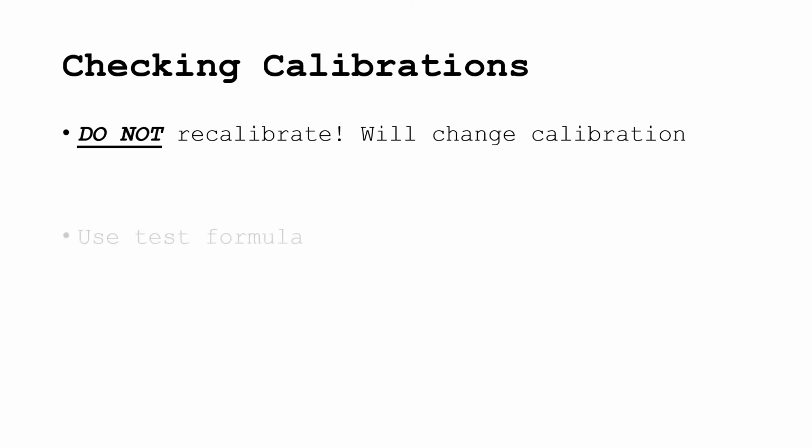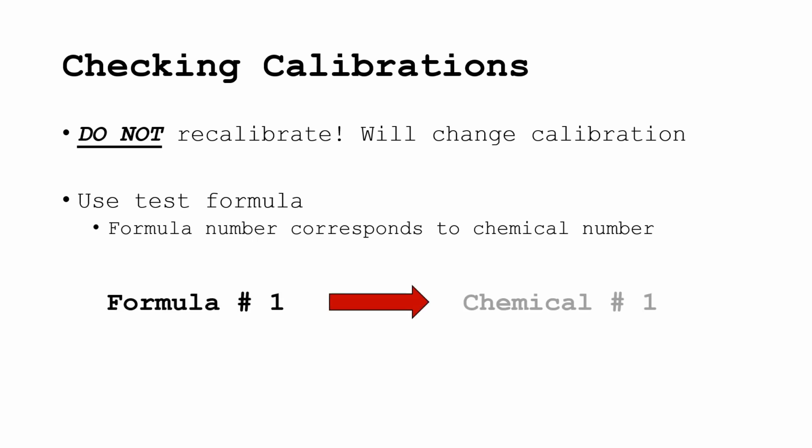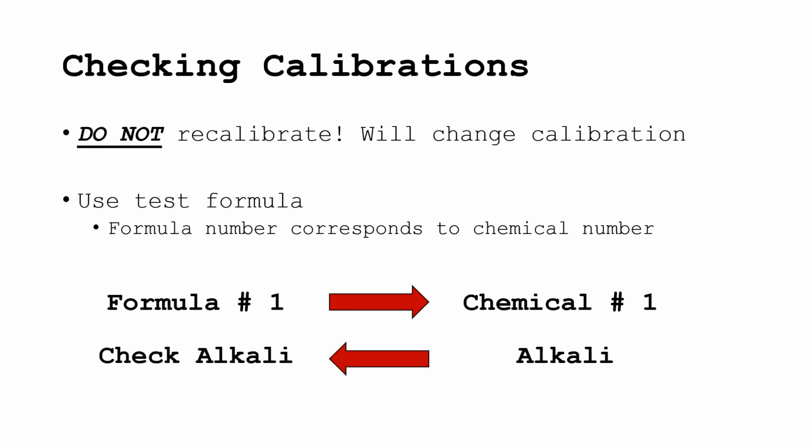To check the calibration, do not use the calibration routine or the calibration will be altered. Instead, program a calibration test formula. Remember, these formulas should correspond to the chemical number. For example, formula number 1 checks chemical number 1, and if chemical number 1 is alkali, formula number 1 should be called check alkali, and will dispense the requested amount of alkali.